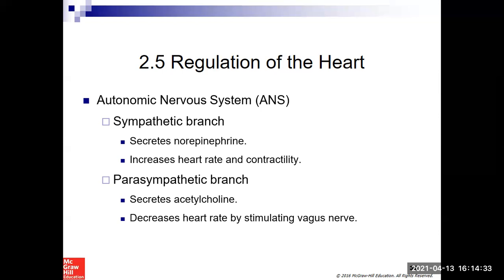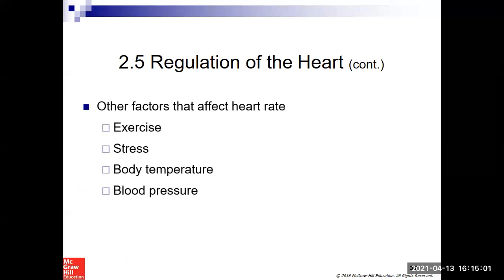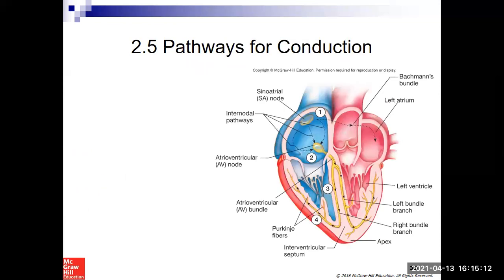That P looks like a little d up top, so it's decrease, and sympathetic is increase. Sympathetic is norepinephrine, and parasympathetic is acetylcholine, okay? Acetylcholine and norepinephrine. Know which goes where. One increases the heart rate and contractility, and the other decreases the heart rate by stimulating the vagus nerve. Other factors that affect the heart rate include exercise, stress, body temperature, blood pressure, as well as electrolyte levels. All affect the heart rate. So if your electrolytes are off, imbalanced, it affects your heart rate.